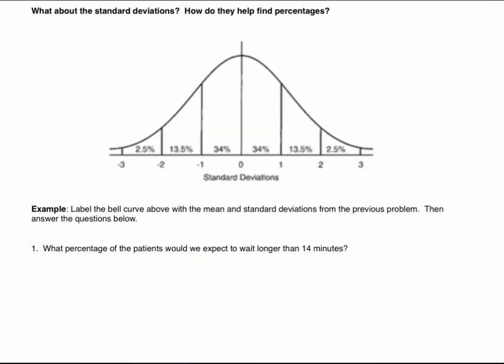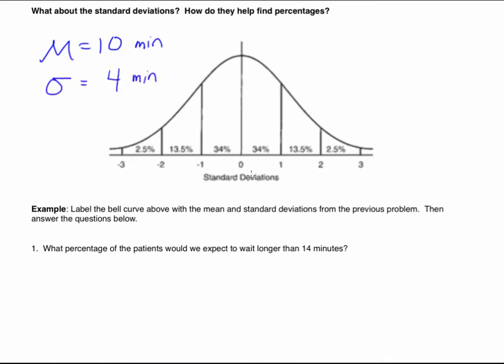So here's a natural question. What about the standard deviations, and how do they help us find percentages? Here's a bell curve, and what you can see is the area, or the percentage, that lies in between those standard deviations. What I want to do is take this bell curve and label it with the information that I was given in the last problem. If you remember, the mean was 10 minutes, the average waiting period, and the standard deviation was 4 minutes.